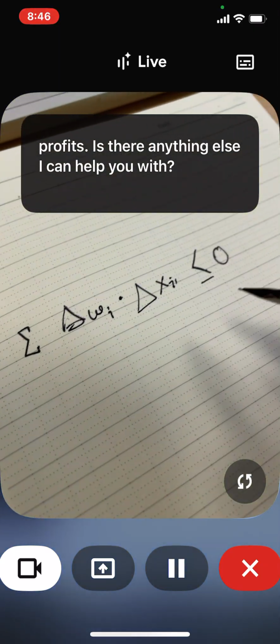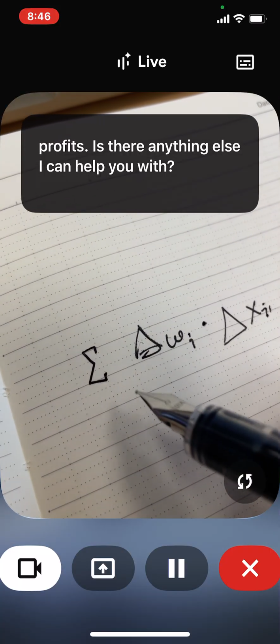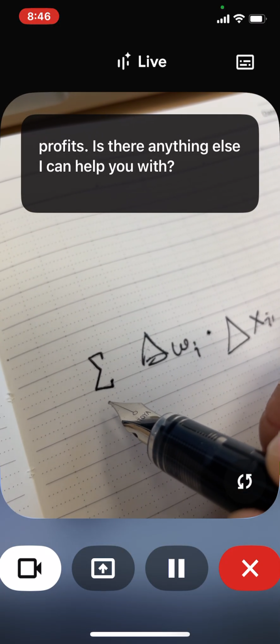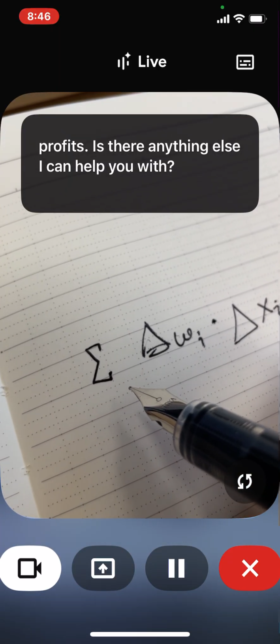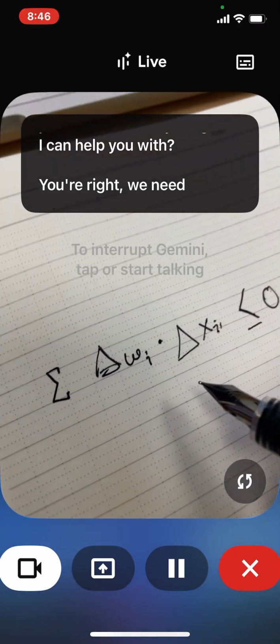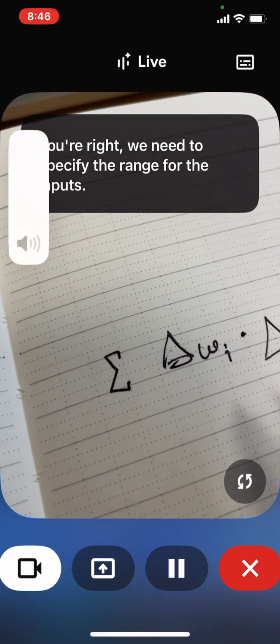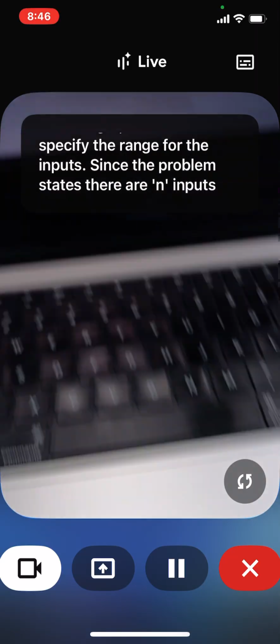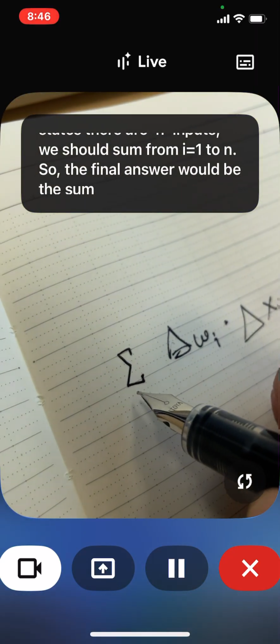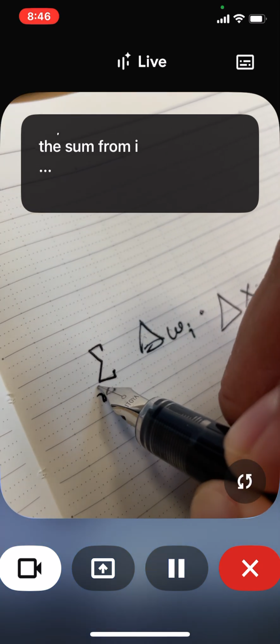So I guess if this is the answer, I feel like the sigma is missing something. Shouldn't I put something like from 0 to n or something like that? You're right, we need to specify the range for the inputs. Since the problem states there are n inputs, we should sum from i equals 1 to n. So the final answer would be the sum from i. No, keep going.